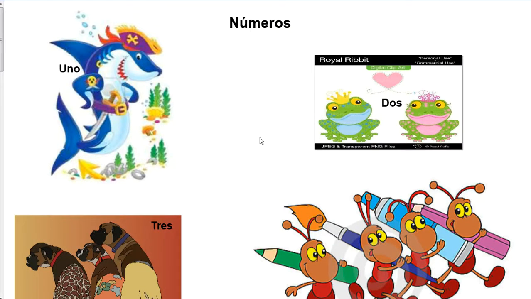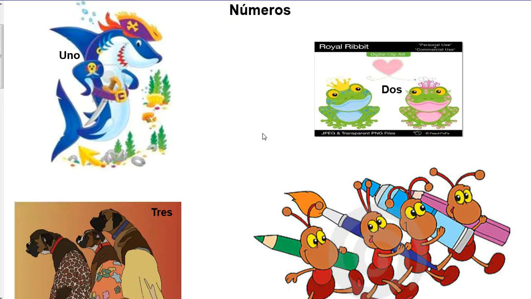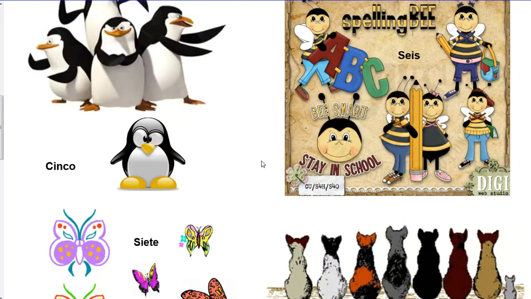Today I'm going to talk to you guys about numbers. Please make sure you get these notes and all the spelling's correct. These are the first set of numbers right here that goes through 10.